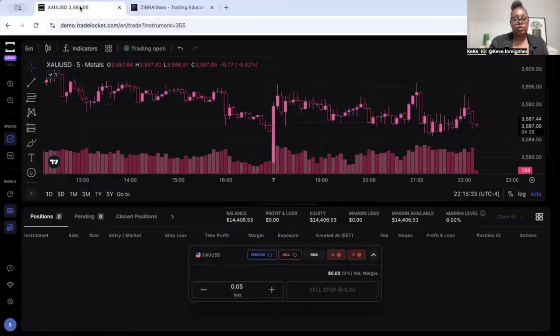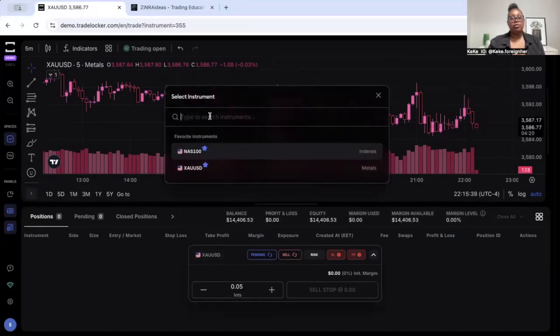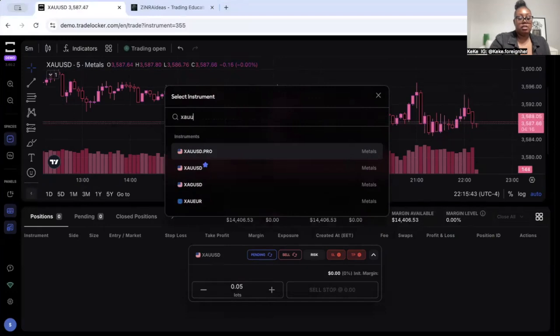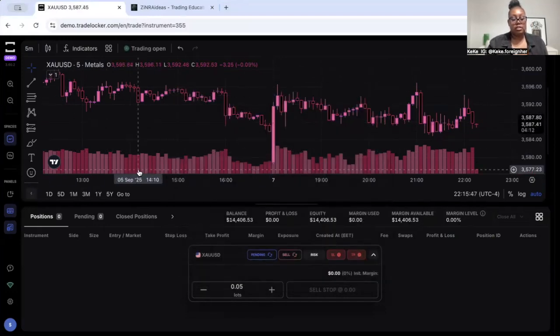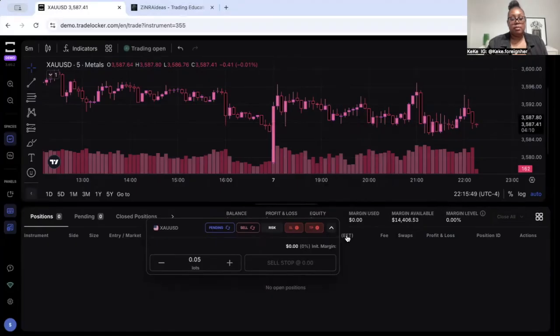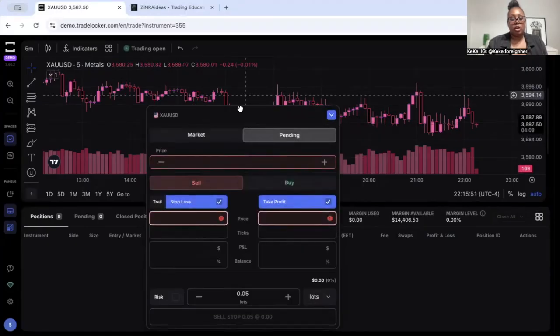Let's transfer over to TradeLocker. So the first thing you want to do is change your asset. If it's ever the wrong asset that you're trading, either way, you always want to make sure you're trading the right one. Okay. So XAUUSD, we're going to click it. Perfect.